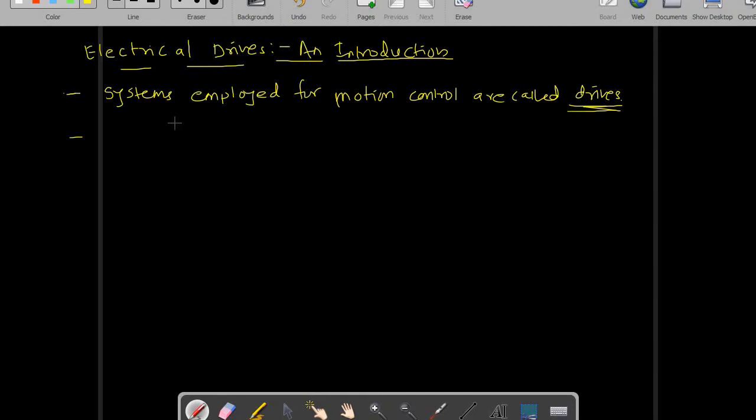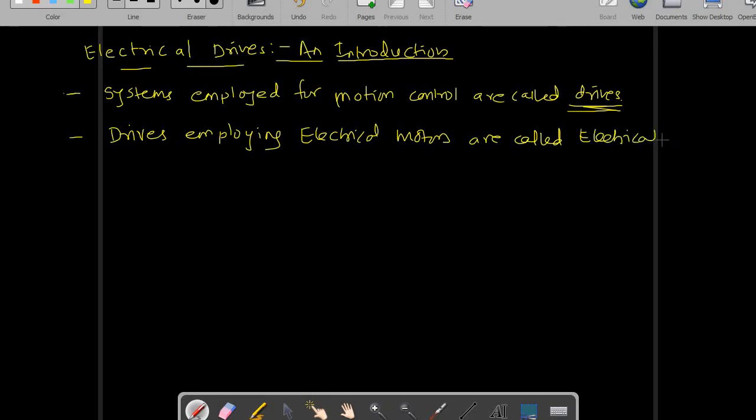How we can define? Drives employing electric motors are known as electrical drives. So drives employing electrical motors are called electrical drives. We have defined what is drives and what is electrical drives.